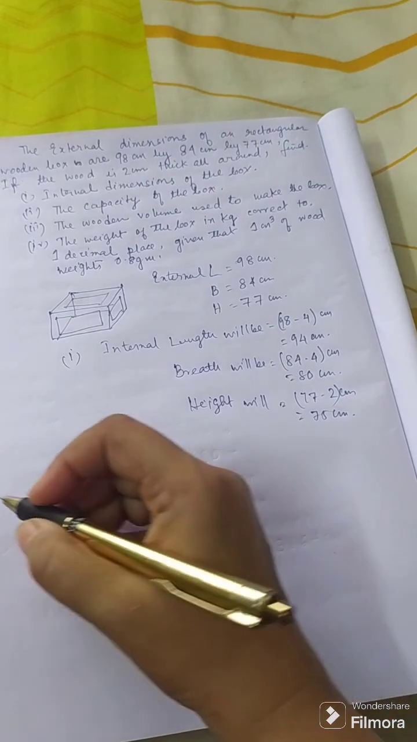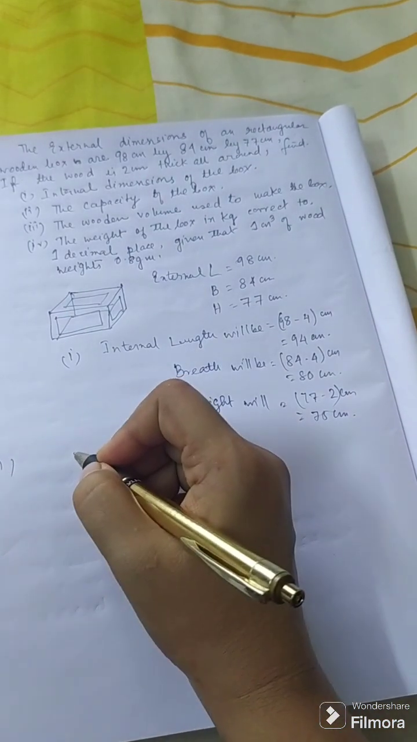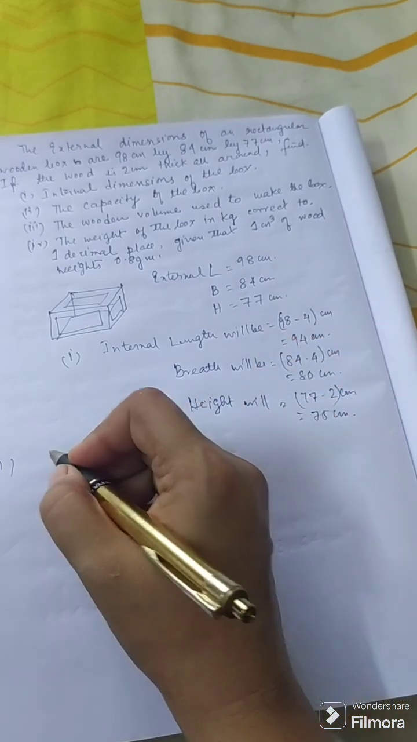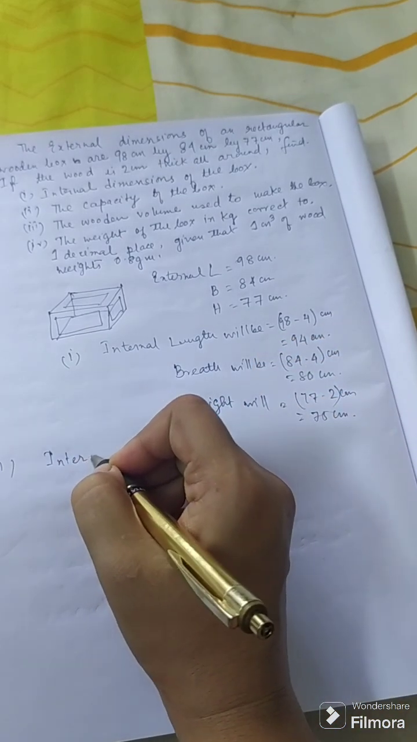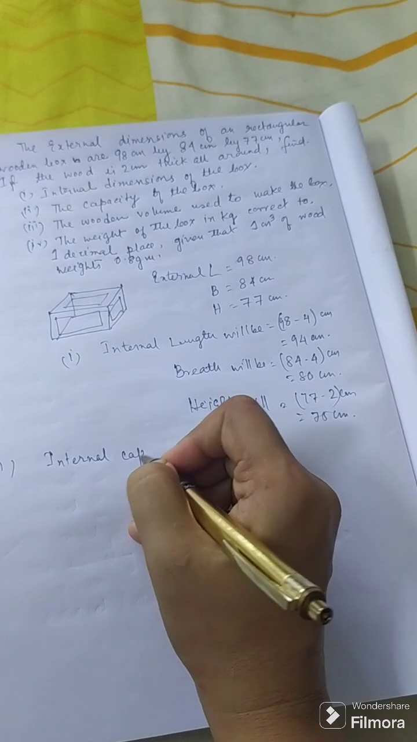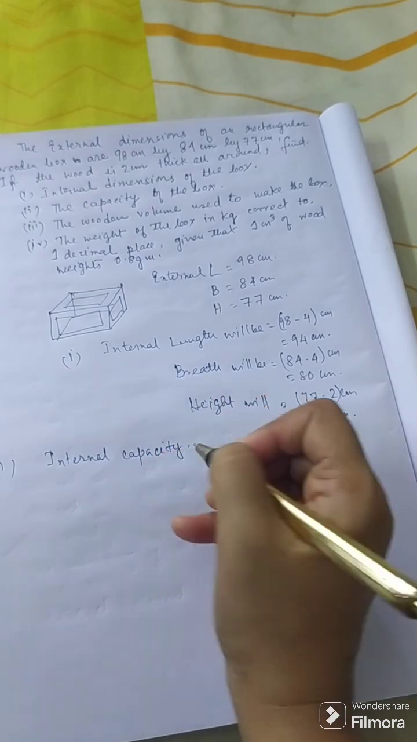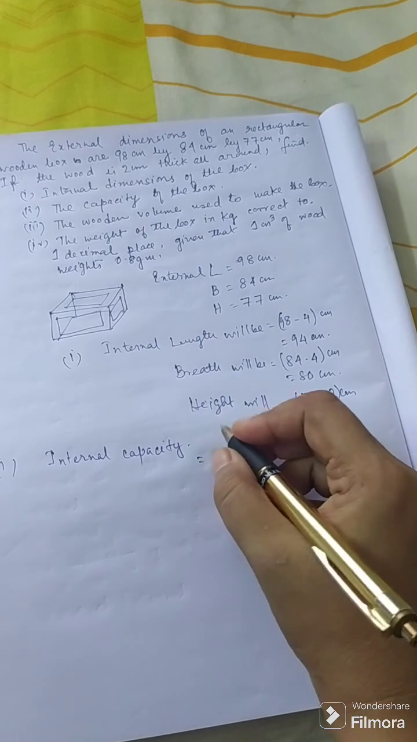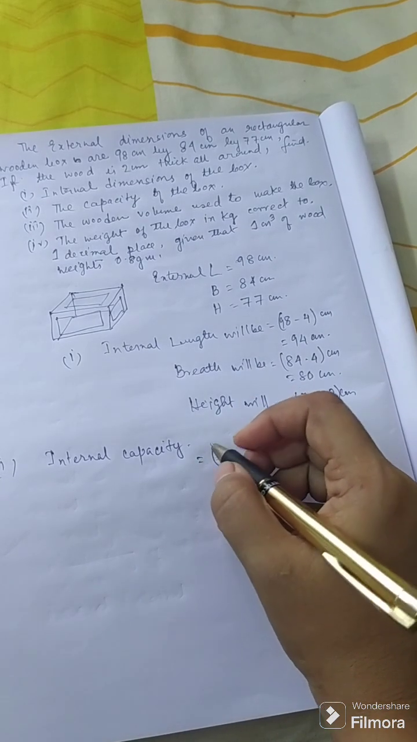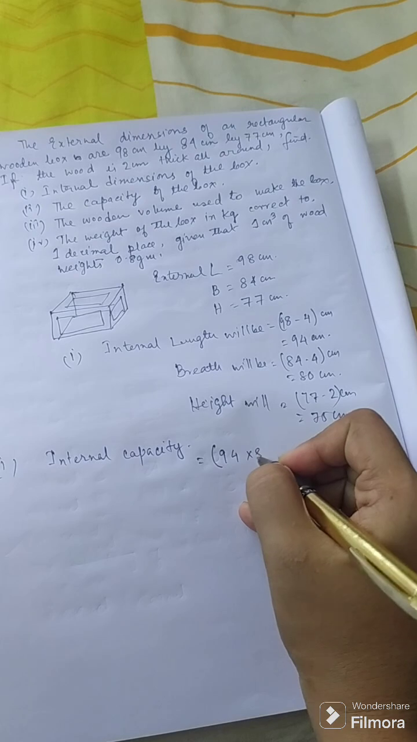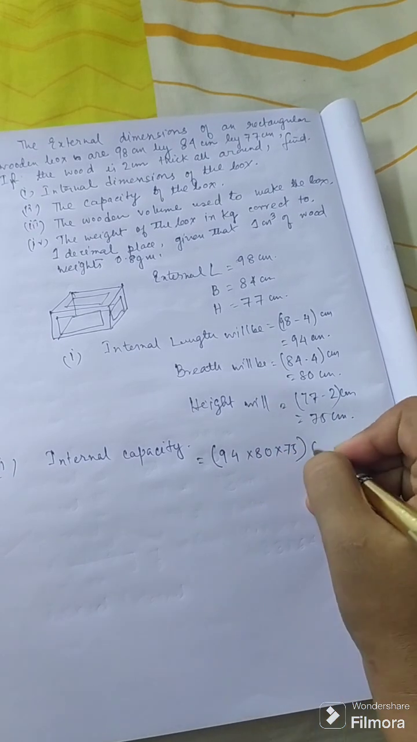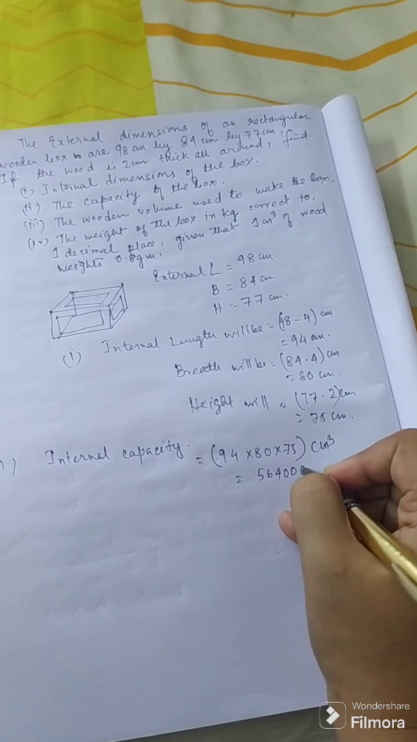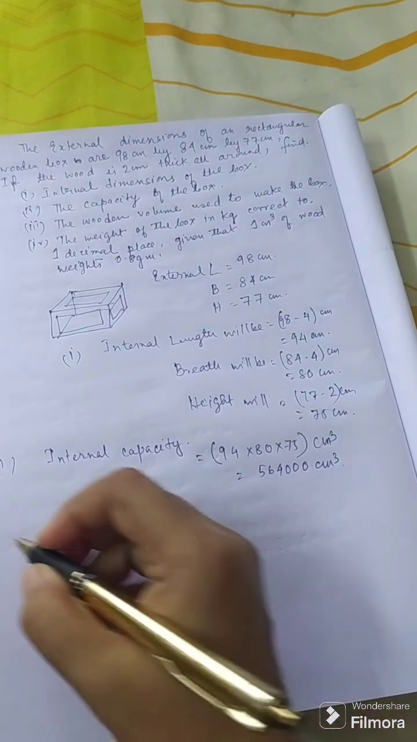Now the capacity. Okay, to find the capacity we have to consider the internal dimensions. So obviously capacity will be calculated by taking the internal dimensions. So it will be 94 into 80 into 75 centimeter cube, that will be 564,000 centimeter cube.